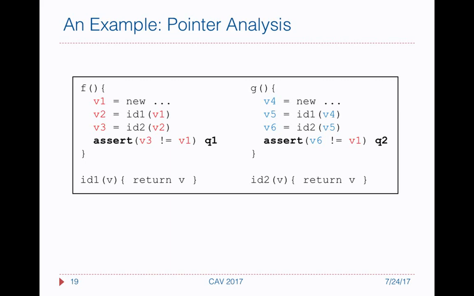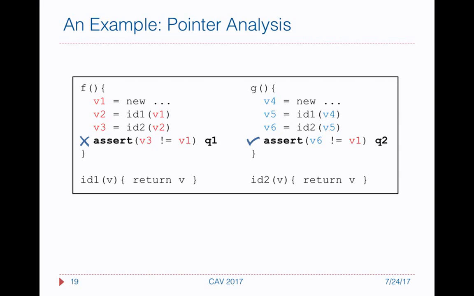You can see that this assertion labeled q2 is indeed valid. On every run of this program, it is indeed the case that at this program point, v1 and v6 can never alias. And the reason for that is v1 and v6 are always allocated at different allocation sites in the program. So they will never refer to the same object.